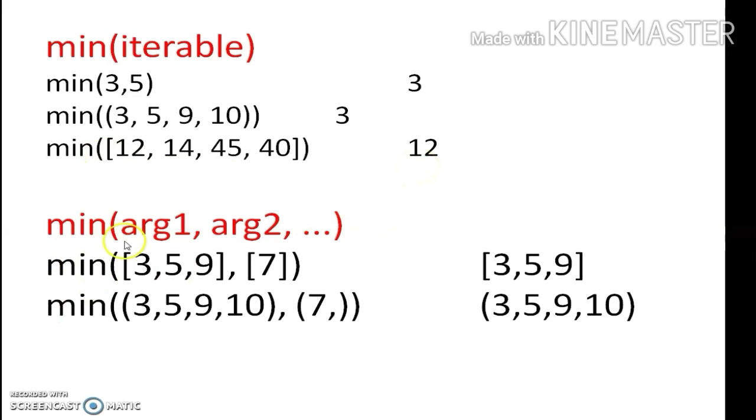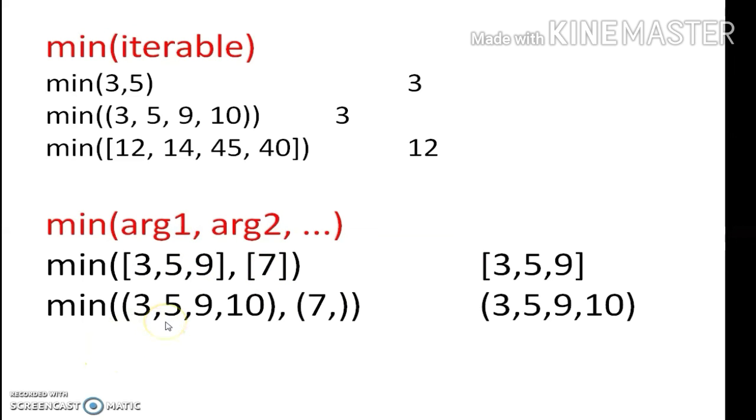Okay, next syntax is min of argument 1, argument 2, etc. That is min of, this one is a list. Two lists are given as arguments. The first list contains 3, 5, 9. The second list contains 7. So the list that begins with the minimum number will be returned. The first list begins with the minimum number. Here the number is 3. Here the number is 7. So this list will be returned.